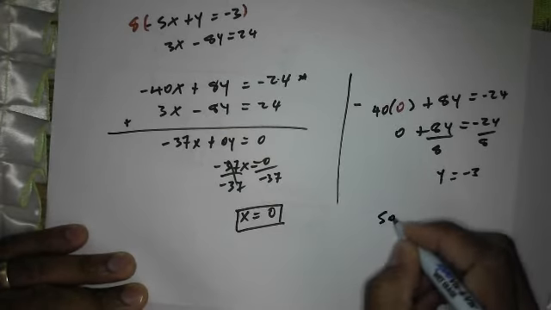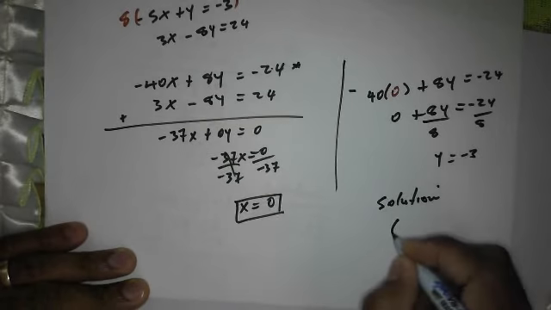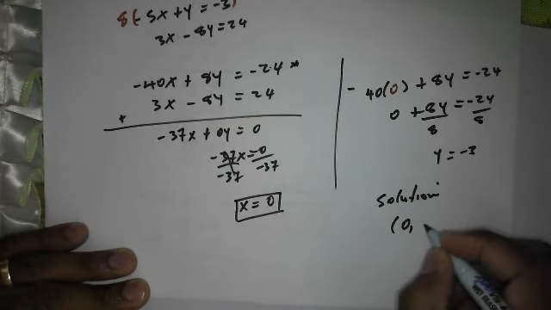So your solution would be x, which is 0, and y, which is negative 3.